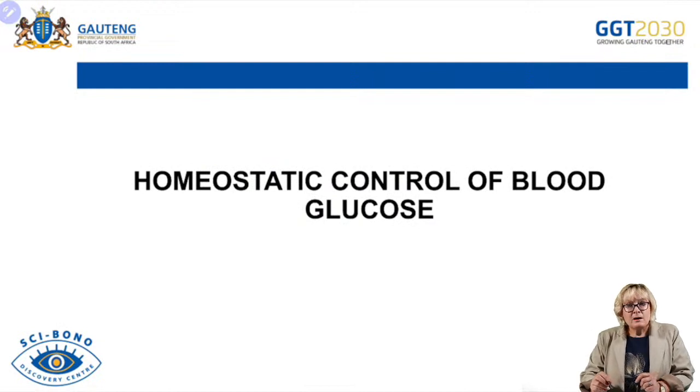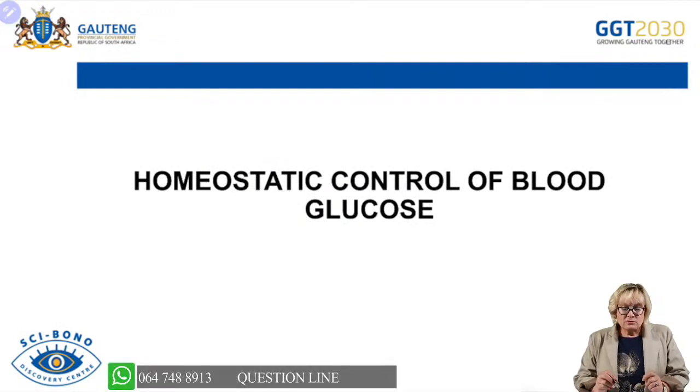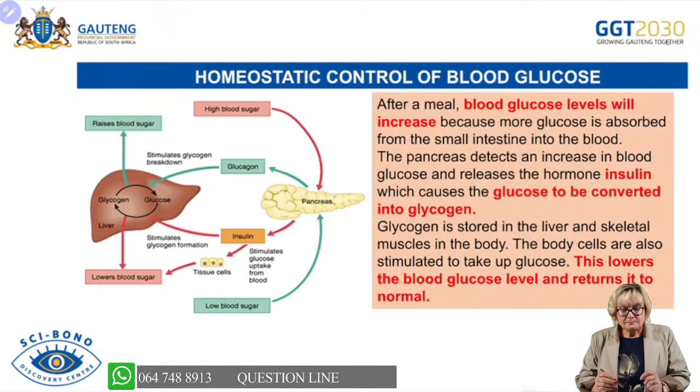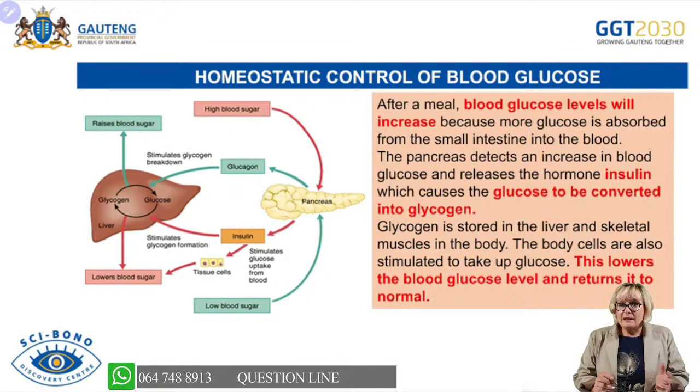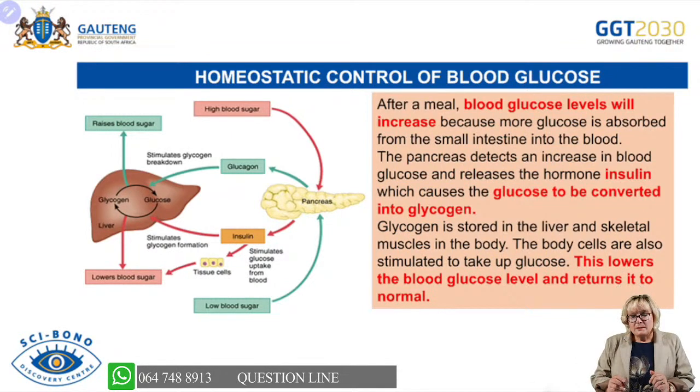All right, now we're going to look at the first homeostatic control that you have studied this year, and that is the control of your blood glucose levels. If we look at, first of all, what happened to my blood glucose levels when I've eaten. If you had breakfast this morning, then what I'm going to say now is exactly what's happening in your body. After a meal, your blood glucose levels will increase because you've taken in some glucose, because more glucose is absorbed from the small intestine into the blood.